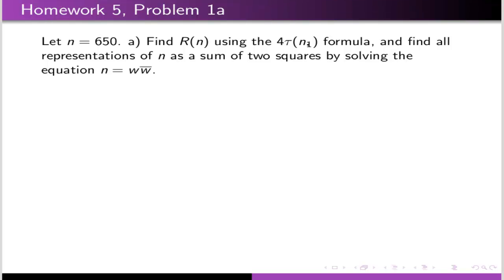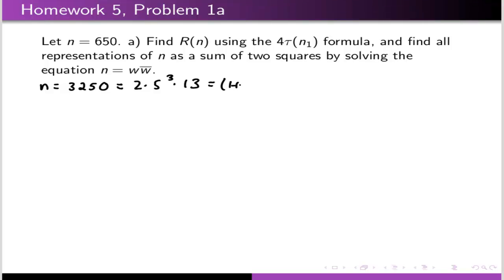And I want to find all the representations using the factorization of the n in the Gaussian integers. So let's go back to the example we did in the notes. I think I did 3250 as one of the examples. So the first thing we'll do is just factor it completely. And so it's 2 times 5 cubed times 13. And then keep going into the Gaussian integers.